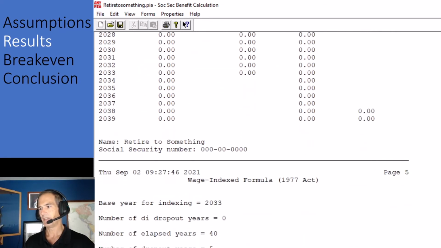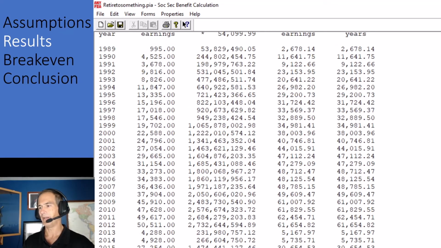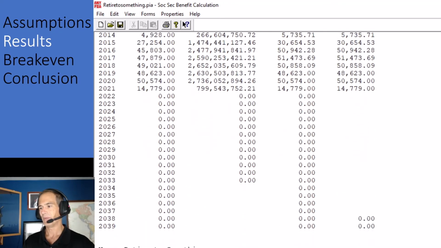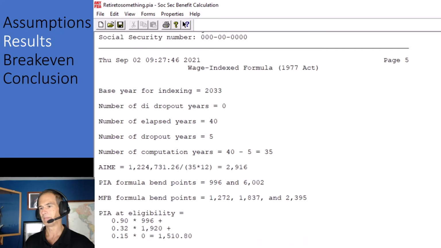And you'll notice down here, there are 2 zeros that are being averaged in. And the reason for that is because they calculate the highest 35 years. Well, I only have 33 years up here. So it has to add in 2 more years. So it just goes to the last 2 years and I get zeros. So those zeros get averaged in with my income.